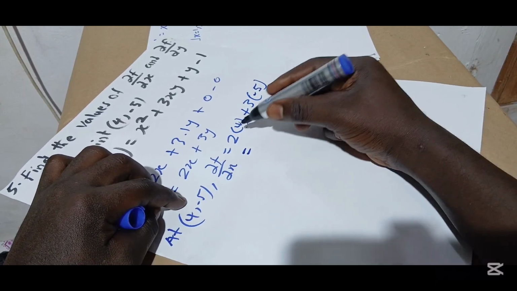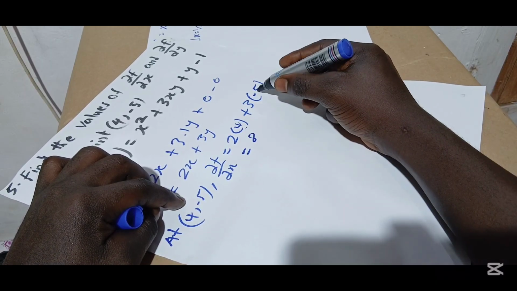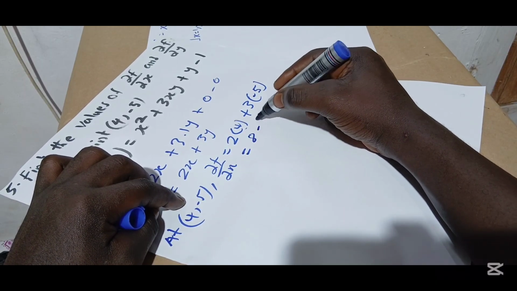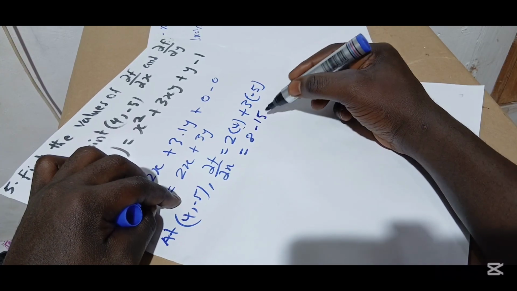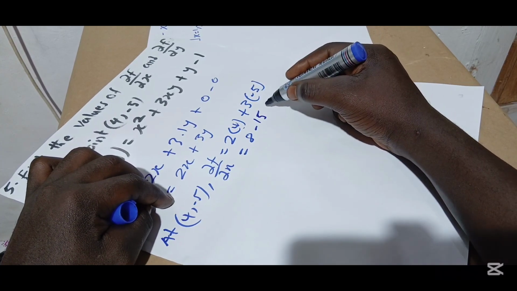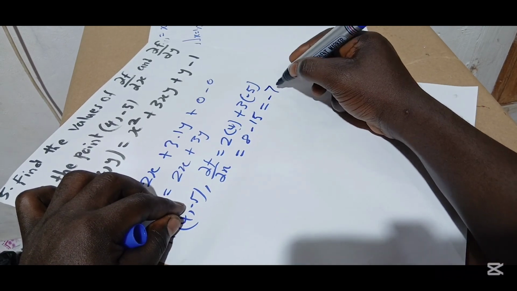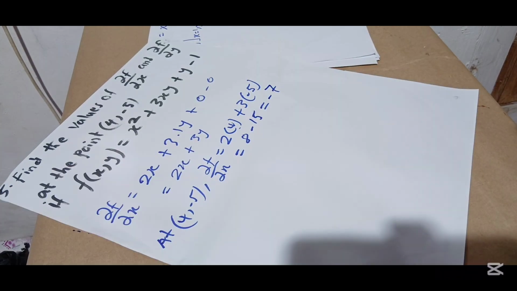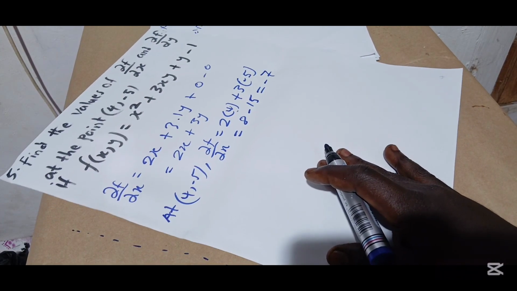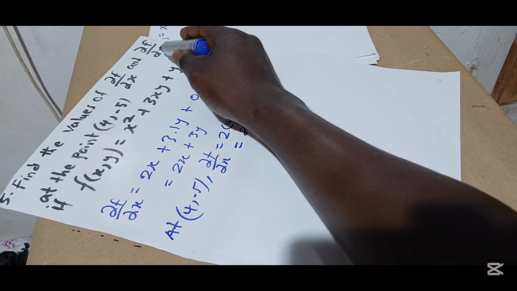So this is going to give us 2 by 4, 8, and 3 by 5, which is a negative 5, giving us minus 15. So 8 minus 15 is going to give us negative 7. So that's it for the fx. Let's do the same for the fy.